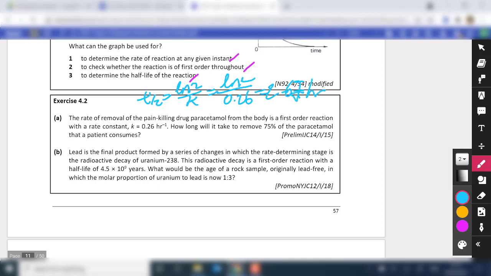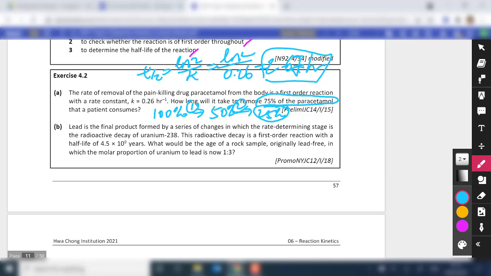Then I want to remove 75% of the paracetamol. I start with 100%. After the first half-life, I will have 50% remaining. After the second half-life, I'll have 25% remaining, so 25% remaining means that 75% is removed. That's two half-lives, so I need to multiply 2.67 by 2. I should be getting around 5.3 hours. Please do a quick calculation to verify it.